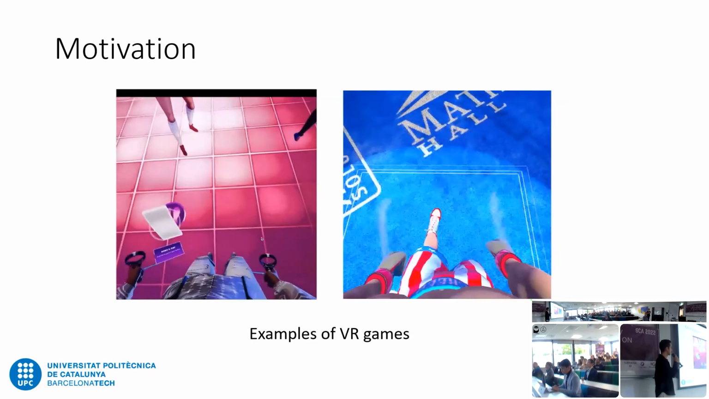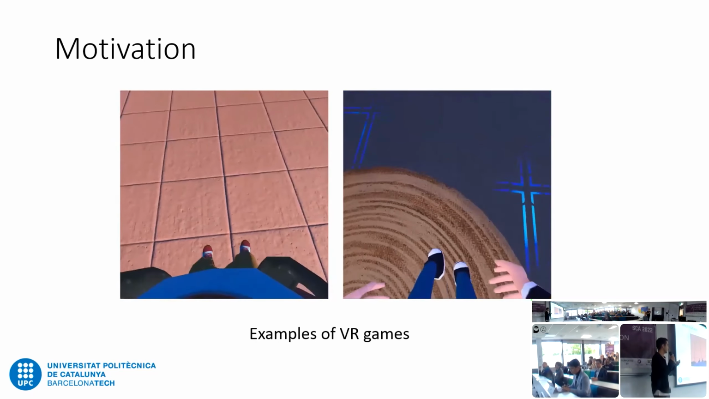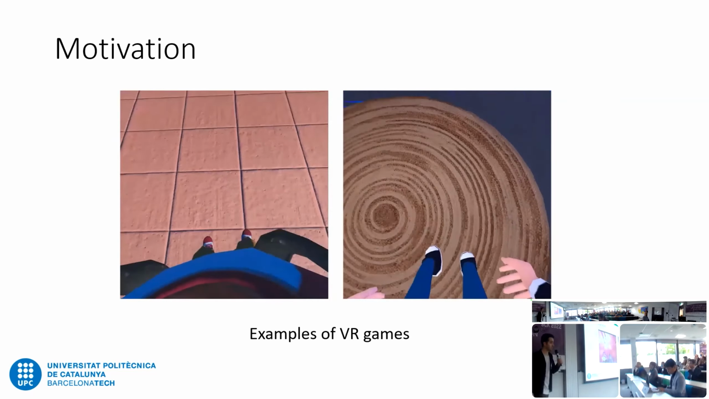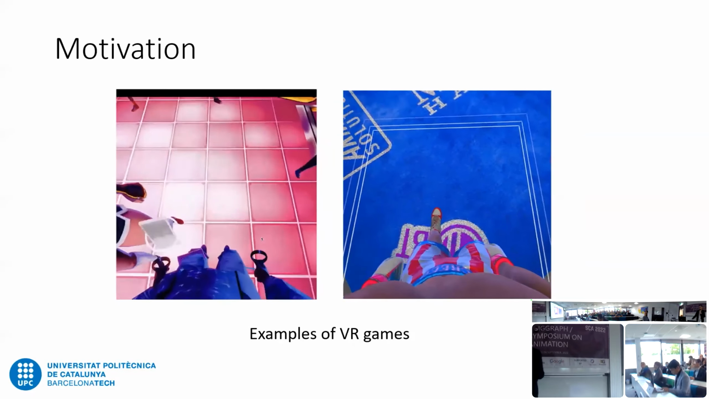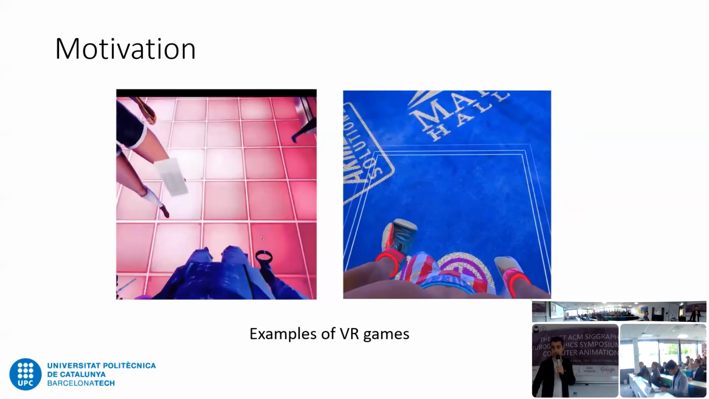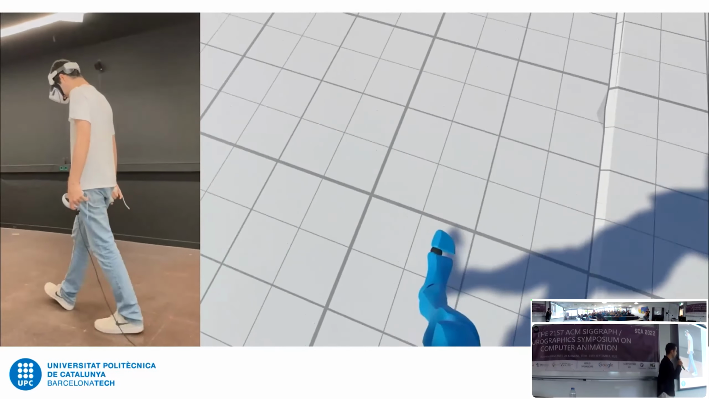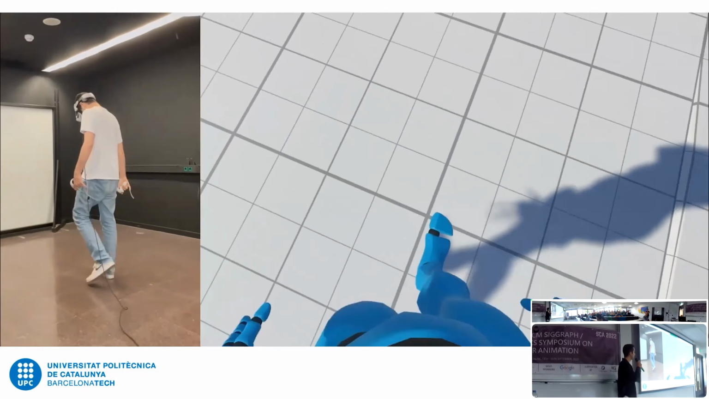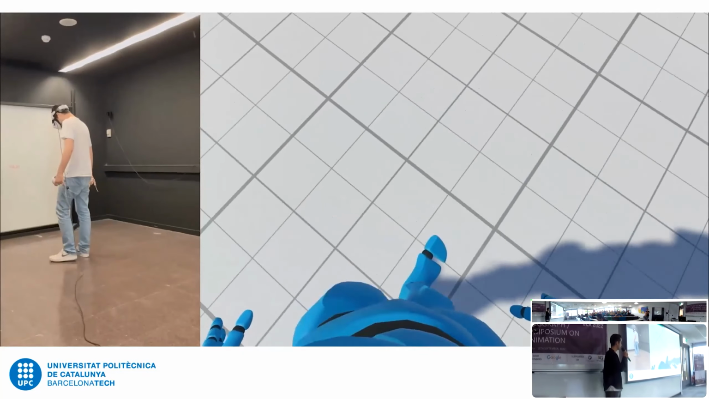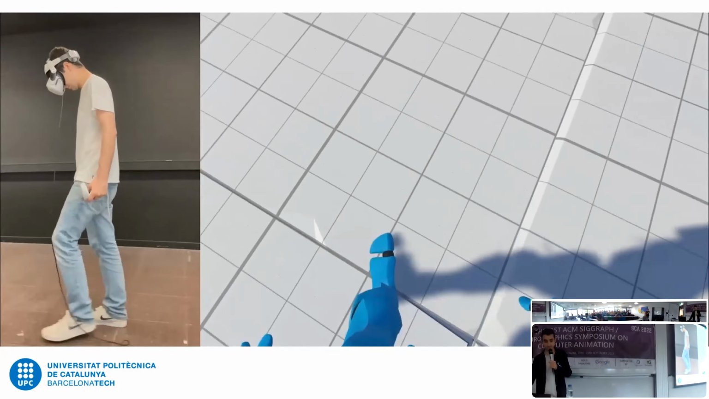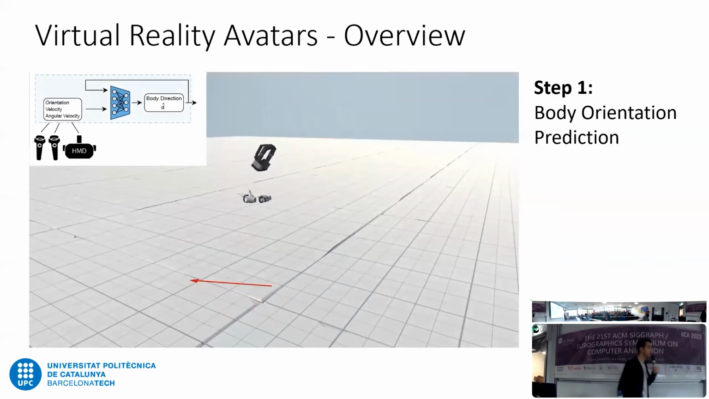So games need to apply traditional fixed animations or track the character and so on. What we want is to use only the two controllers and the head-mounted display to animate a character with natural looking animations in locomotion, for example here walking forward. So that's our paper. I will start with an overview.